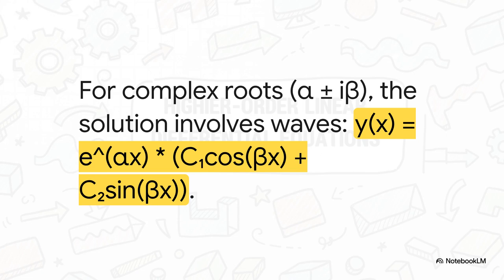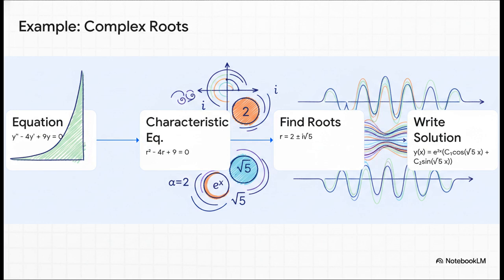And last but not least, case 3. What happens when our quadratic formula gives us a negative under the square root? We get complex roots. But don't panic, this is where things get really cool. These complex roots produce these beautiful oscillating wave solutions with sines and cosines. Check this out. The roots here are 2 plus or minus i times the square root of 5. The real part, the 2, gives us that exponential term out front. And the imaginary part, the square root of 5, tells us the frequency of the wave inside the sine and cosine. It's like a perfect recipe.